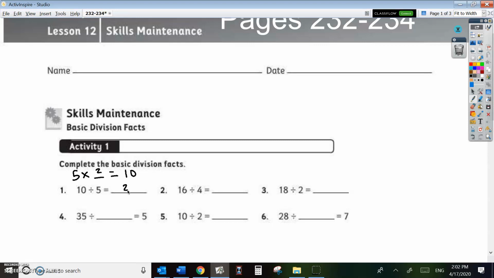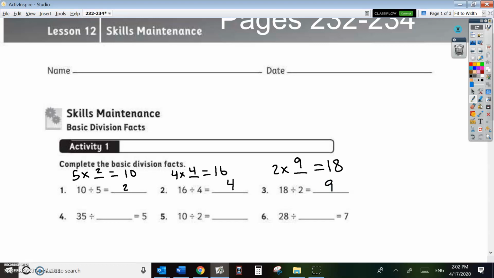16 divided by 4 equals what? Think of 4 times something equals 16. 4 times 4 is 16, so 16 divided by 4 is 4. 18 divided by 2, 2 times something equals 18. 2 times 9 is 18, so 18 divided by 2 is 9.